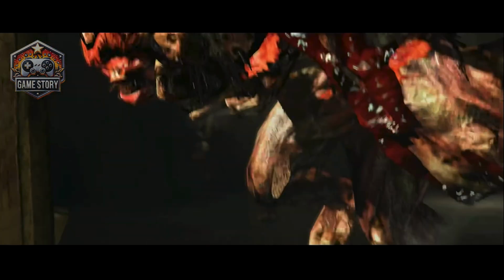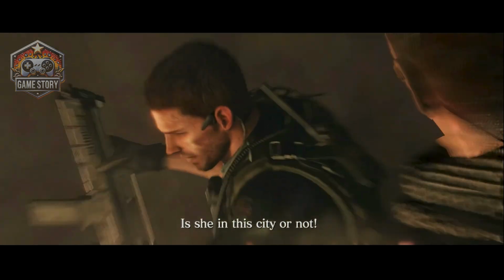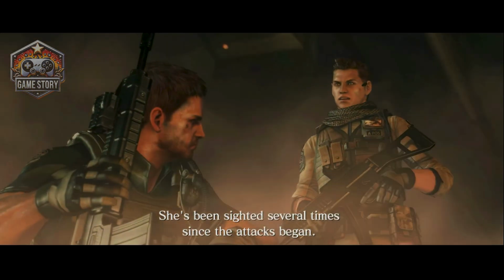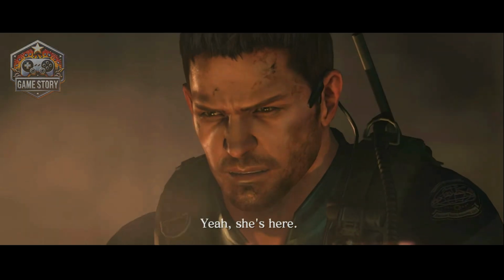6 months earlier, Ada Wong had orchestrated the deaths of his team in Edonia. Now leading the terrorist organization Neo Umbrella, she is also responsible for the catastrophe unfolding in China. Ignoring Piers's pleas for caution, Chris is consumed by rage and becomes reckless in his pursuit of Ada.